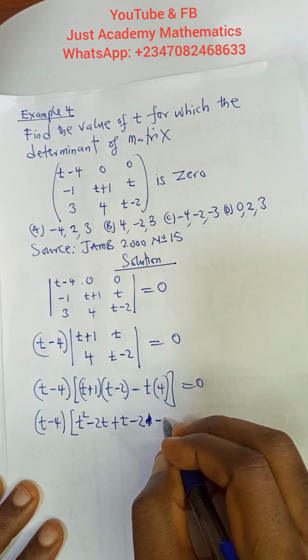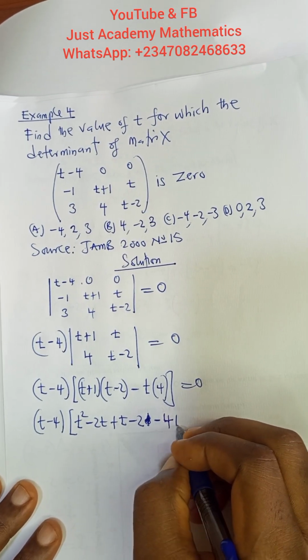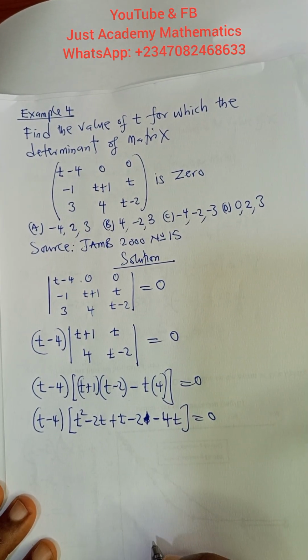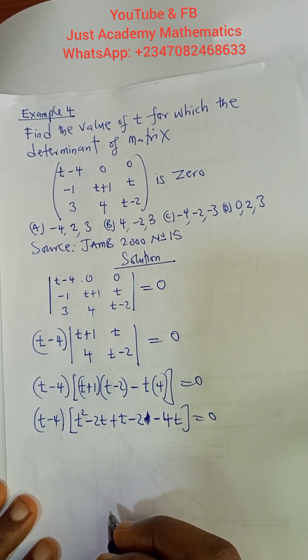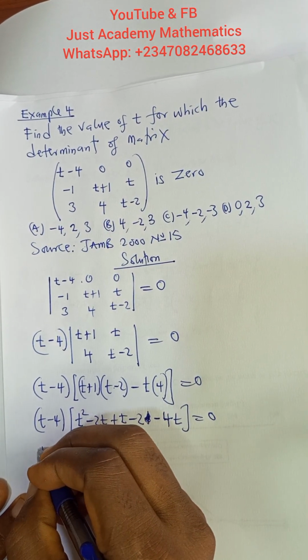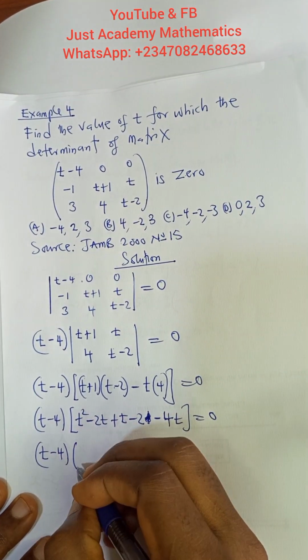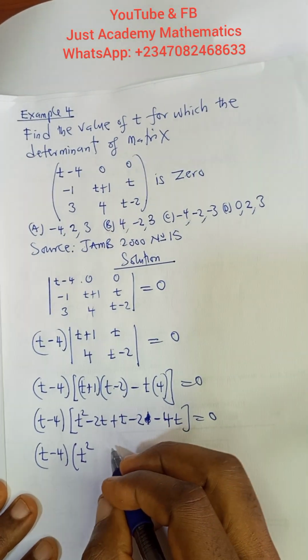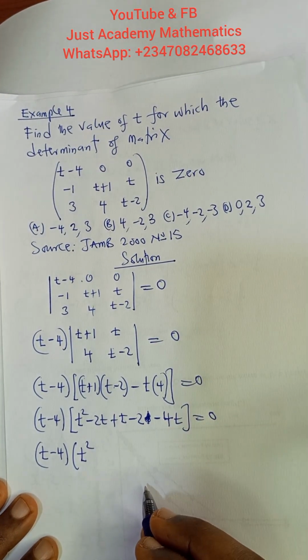T times 4 is what? Minus 4 minus 4t is equals to 0. So finally, what do we have here? We have that t minus 4 times, let's see, this is t squared. This and this will give me what?